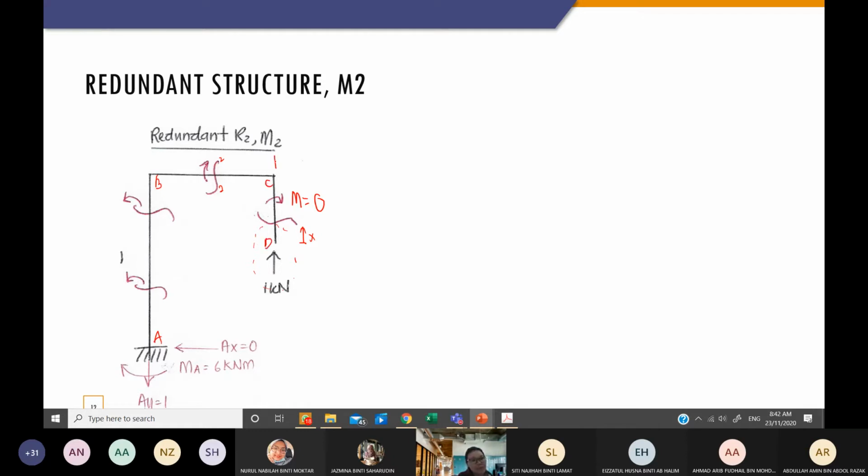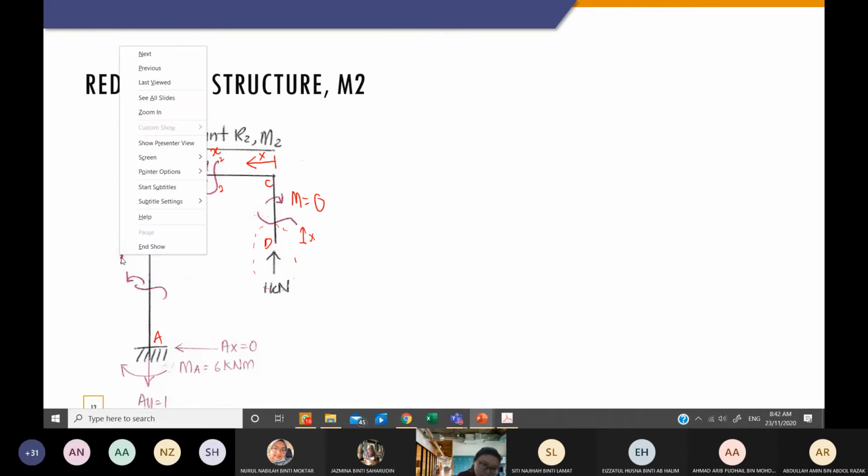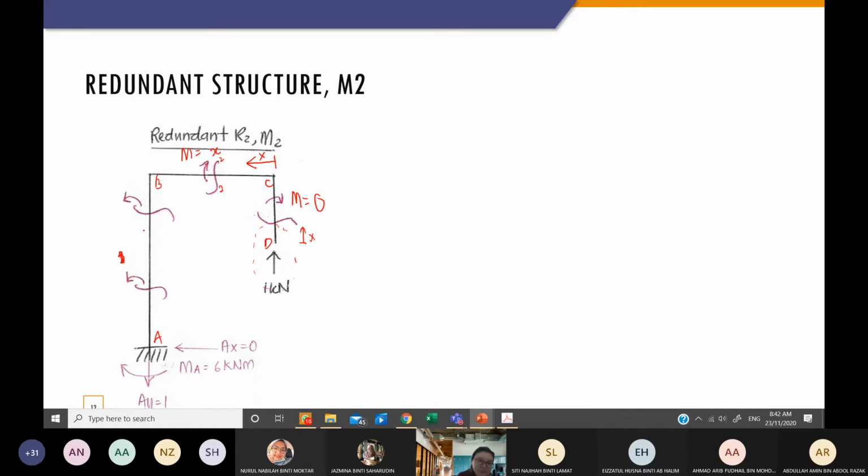Okay, my X is starting from C again, same with the other. So what do you think my M here? X. Yes, thank you. The M will be 1 multiply X, which is X, so it is positive. Okay, so how about this for AB? I think there is nothing here. So you will see that for AB, the two cut sections will actually have only one same moment.